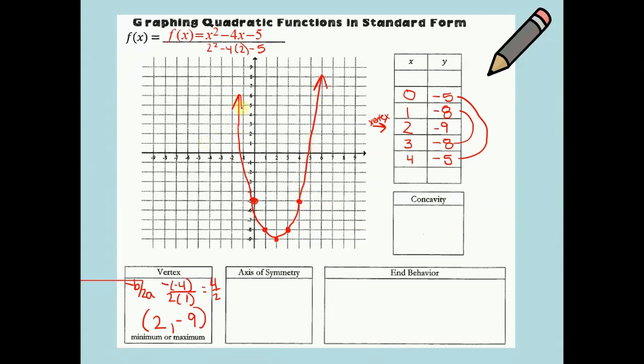There we go. There is my graph. Now let's answer a couple more questions here. What is your concavity? Are we up or are we down? So it's going upwards, right? So I am concave up.